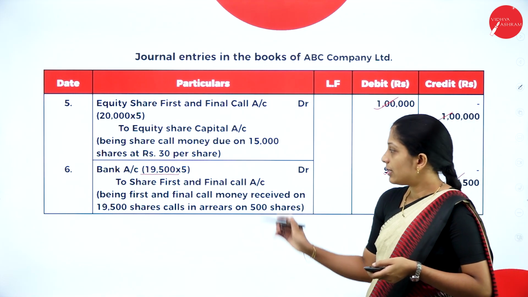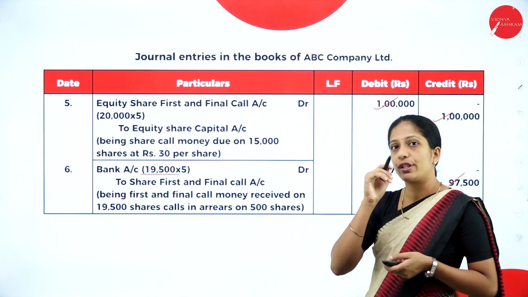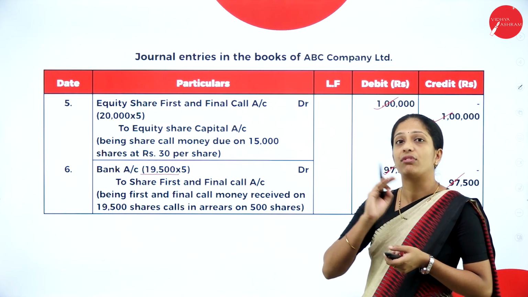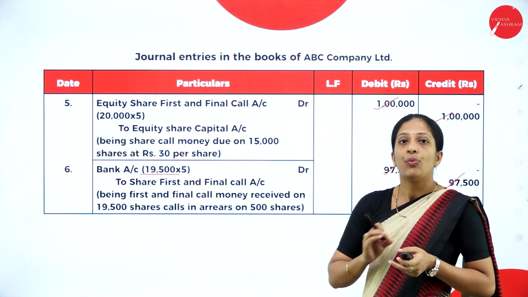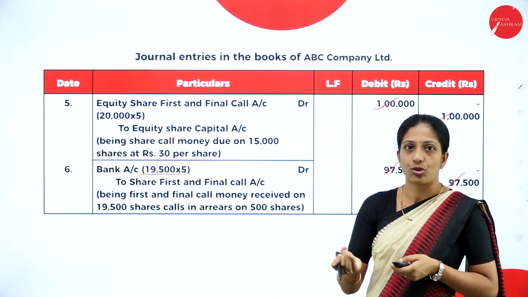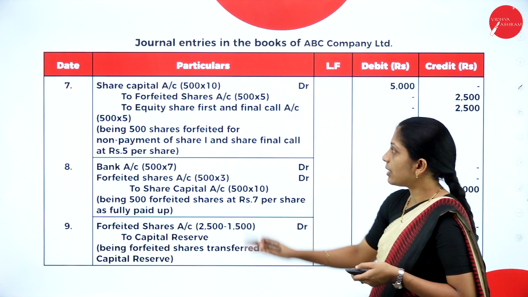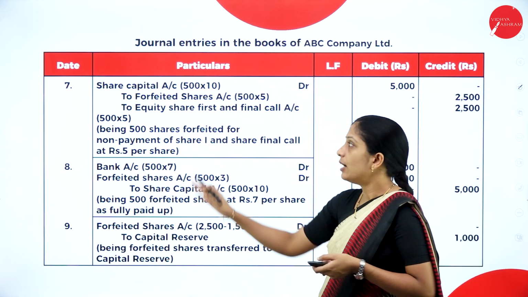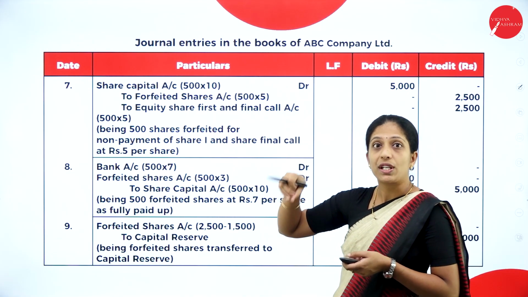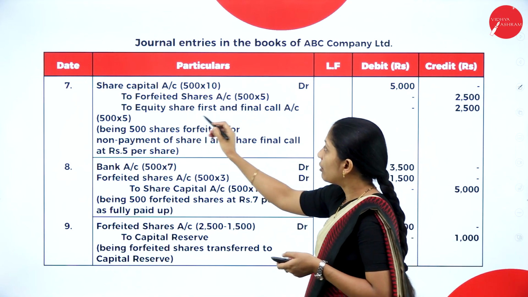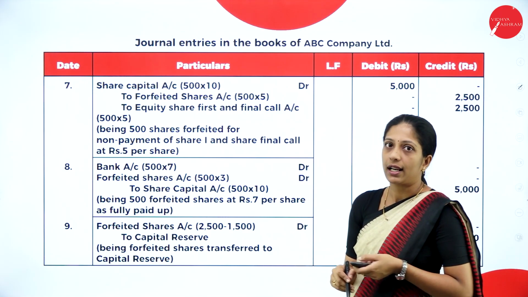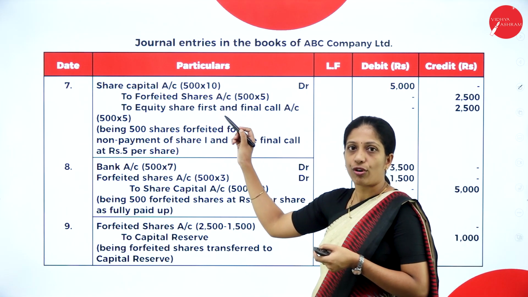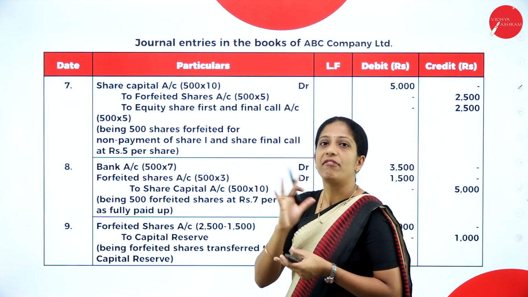Now, come to this forfeiture entry. We are going to take those 500 shareholders who have not paid their first and final call money. We are going to cancel those shares. That is known as forfeiture. So, what is your entry? Share capital account debit to forfeited shares account. On which stage did we not receive? To equity share first and final call account. So, how many shares are we going to forfeit? 500 shares who have not paid.